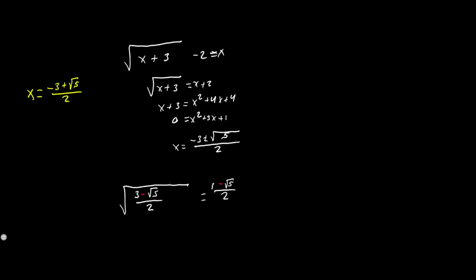And the left-hand side is simply just going to be equal to negative 0.618. And the right-hand side is going to be positive 0.618, which is not equal to each other. So we get x is not equal to negative 3 minus root 5 over 2. The only solution is x is equal to negative 3 plus root 5 all over 2.